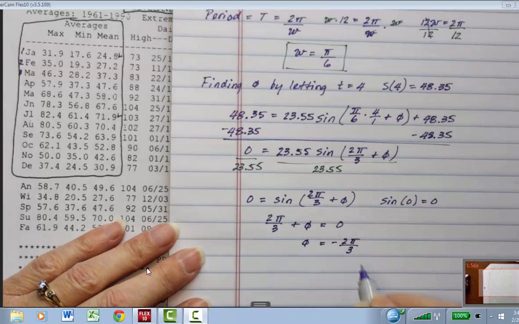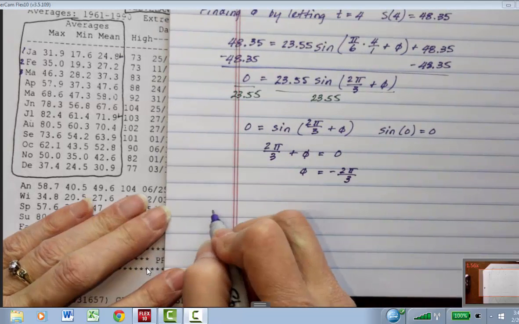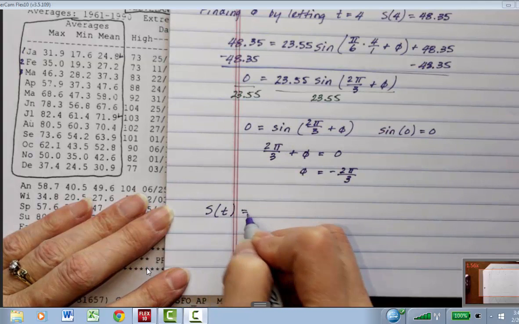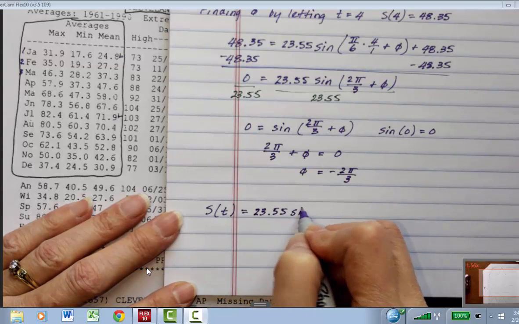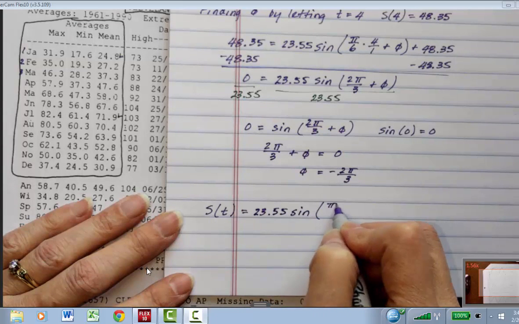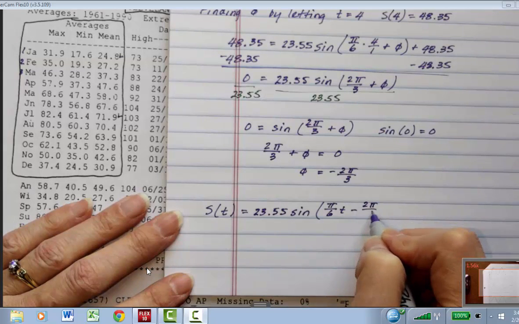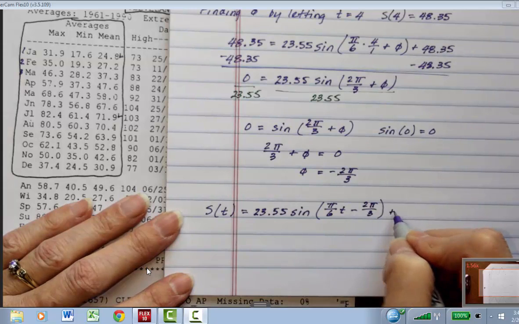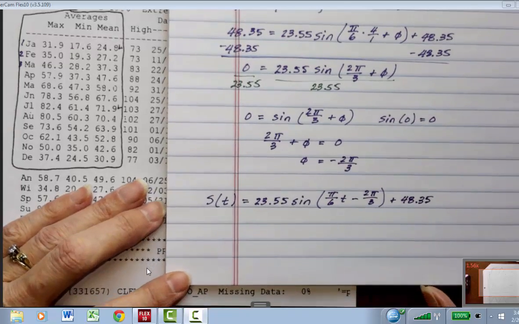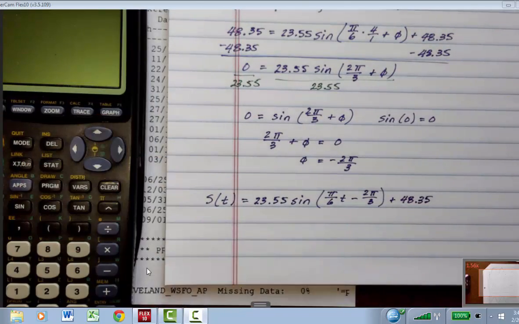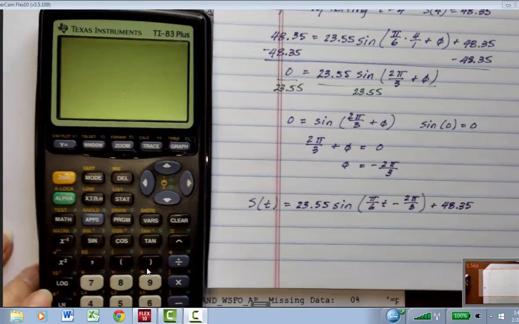So now I can come up with my sinusoidal, at least a beginning sinusoidal wave, and that is that s of t is equal to a, and remember a is 23.55, sine omega, which is pi over 6, t, minus 2 pi over 3, plus my vertical shift, which is 48.35. So now I'm going to put this into my calculator under my y equals button, and I'm going to graph it along with the stat plot that I had graphed before.